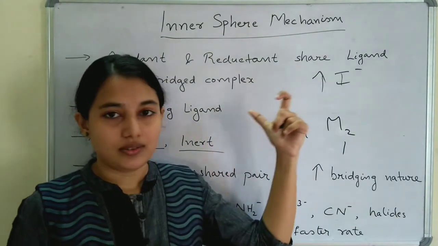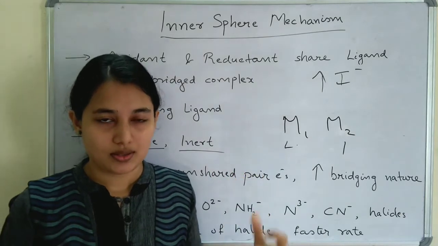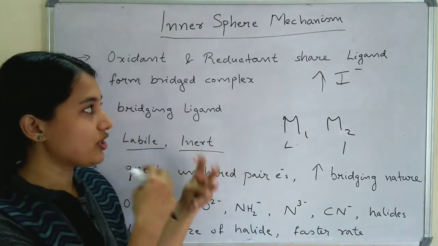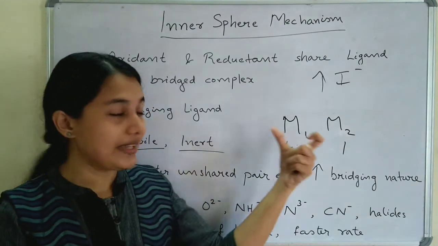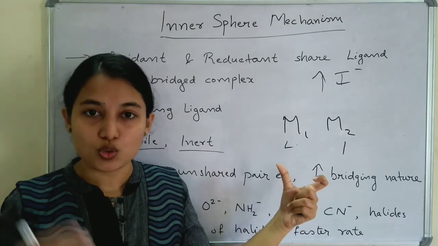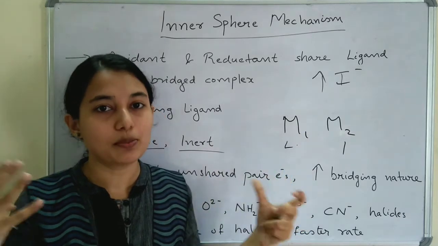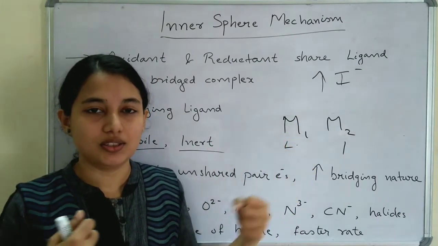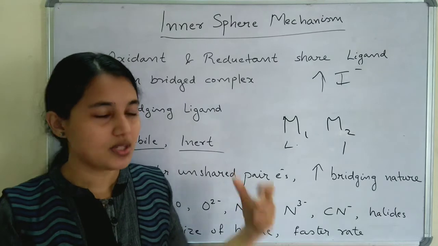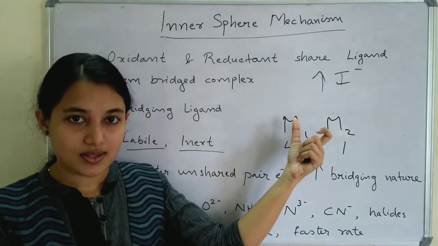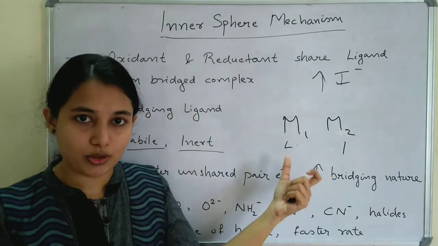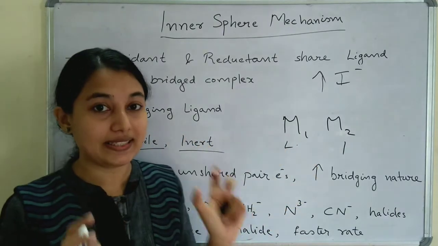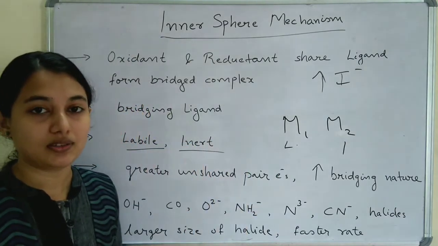Why? This depends upon the size. When size increases, the polarizing nature increases. For sharing the electron pair, the ligand should have a dipole moment. When polarizing nature increases, the dipole moment also increases. So for increasing the sharing tendency of the electrons, higher size gives higher dipole moment, higher polarizing nature, and higher bridging nature. So the best bridging ligand among the halides is iodine.